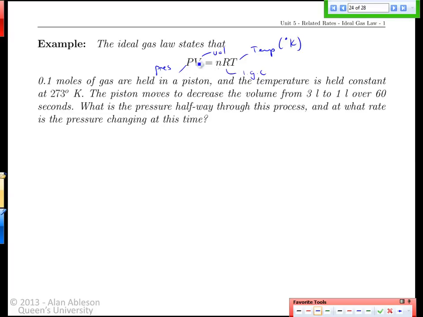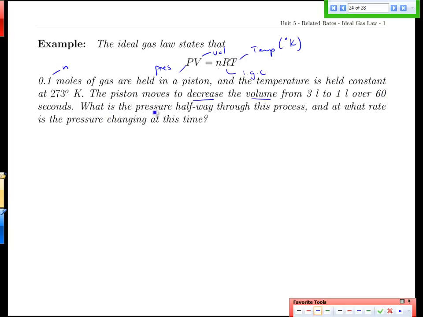If we increase the pressure, the volume will go down. If we increase the temperature, somehow the pressure and volume must increase as well. There's always this balance. We're going to consider the example where 0.1 moles, so that's our n, are going to be held in a piston, and the temperature is going to be held constant at 0 degrees Celsius or 273 Kelvin. So our temperature is going to be constant. The piston is going to move to decrease the volume from 3 liters to 1 liter over 60 seconds.